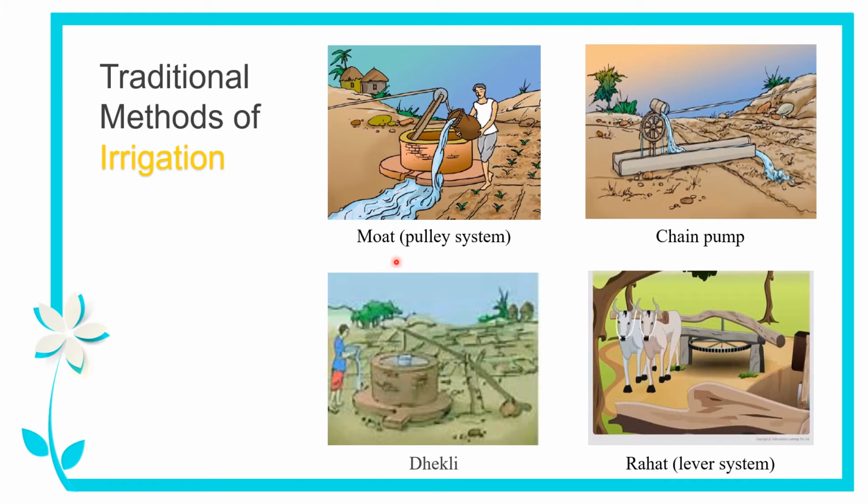So what is this mott? By seeing the picture itself, you would have got an idea. It is nothing but taking water from the well with the help of a pulley and pouring it into a canal through which the water is going to pass and reach the agricultural field. But it requires a lot of human labor and it is quite time consuming also.